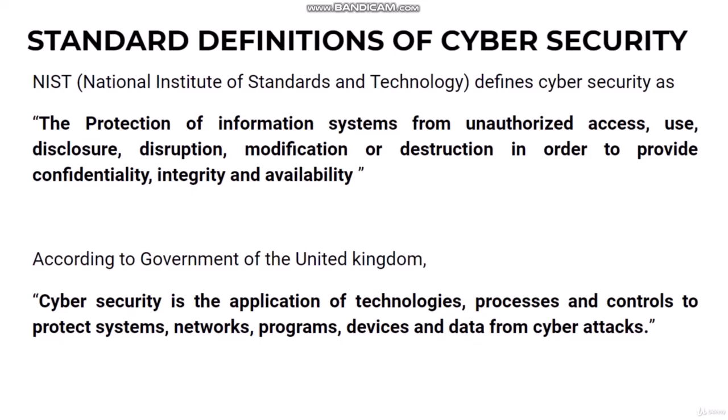For this lecture, make sure you understand what cybersecurity is. Another definition, from the government of the UK, is that cybersecurity is the application of technologies, processes, and controls to protect systems, networks, programs, devices, and data from cyber attacks. So, the bottom line of this lecture is that cybersecurity deals with the protection of confidential information from cyber attacks. In the next lecture, we will see the different categorized types of computer security.